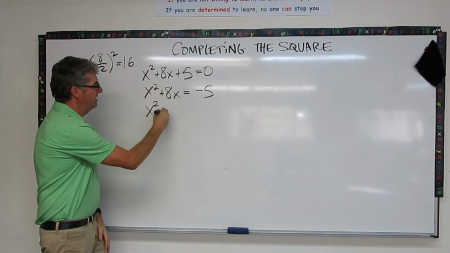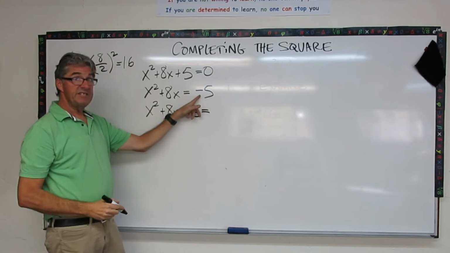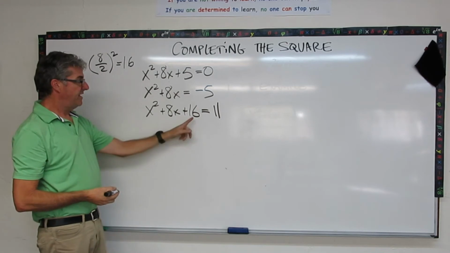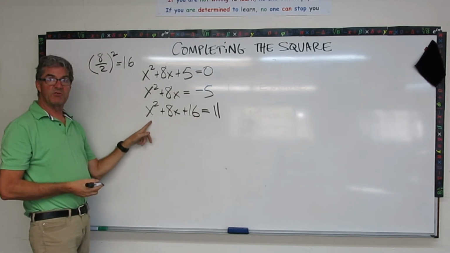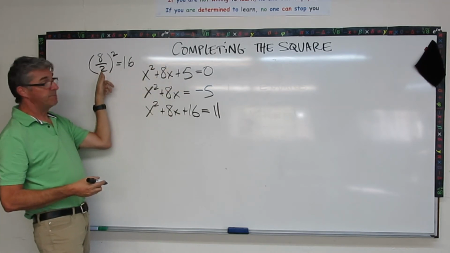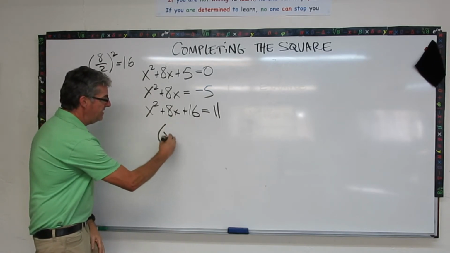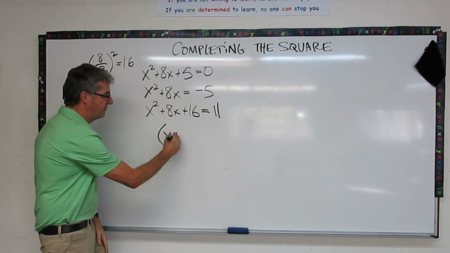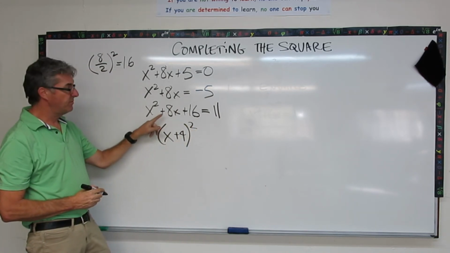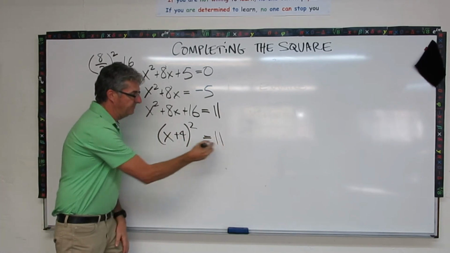x squared plus 8x plus 16 equals, now -5 plus 16 gives me 11. Okay? Now, this is a perfect square. And if you've done this right, you don't have to verify, because this step, the b over 2 squared, ensures that this is a perfect square. So it's always going to be x plus half of the b term squared. Now it might be minus if that was minus, but in this case it's plus, so we just have x plus 4 squared equals 11.